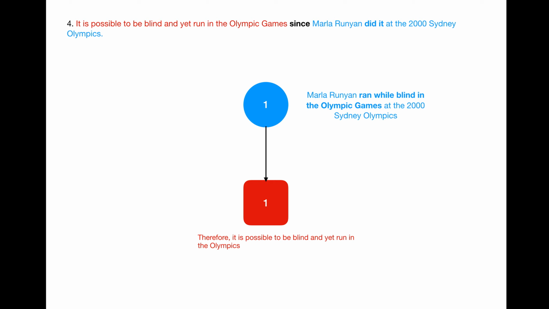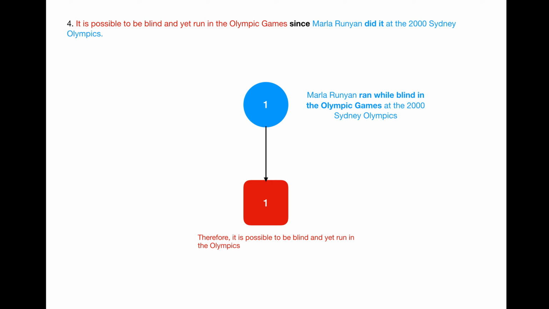All right. Number 4. It is possible to be blind and yet run in the Olympic Games, since Marla Runyan did it in the 2000 Sydney Olympics. Okay, first thing we want to do is find our conclusion. Since means that it's going to give us the explanation, so we know that everything before the since is going to be our conclusion. It is possible to be blind and yet run in the Olympic Games. That's our conclusion. Which means that our premise is Marla Runyan did it at the 2000 Sydney Olympics. But did it, like I said, that's too vague. Remember those vague words, we want to replace those.